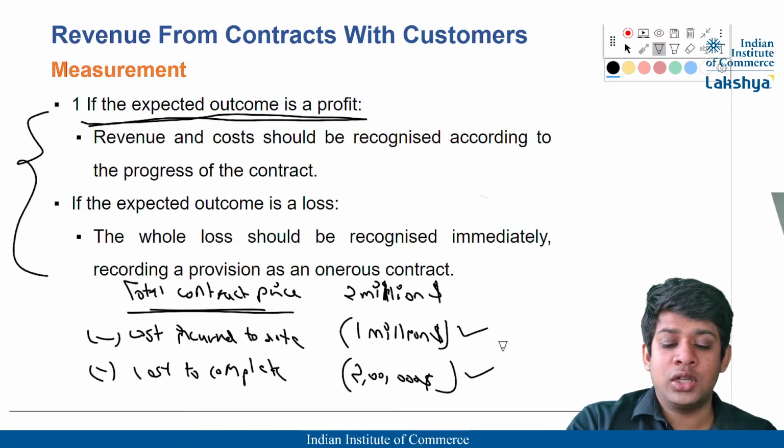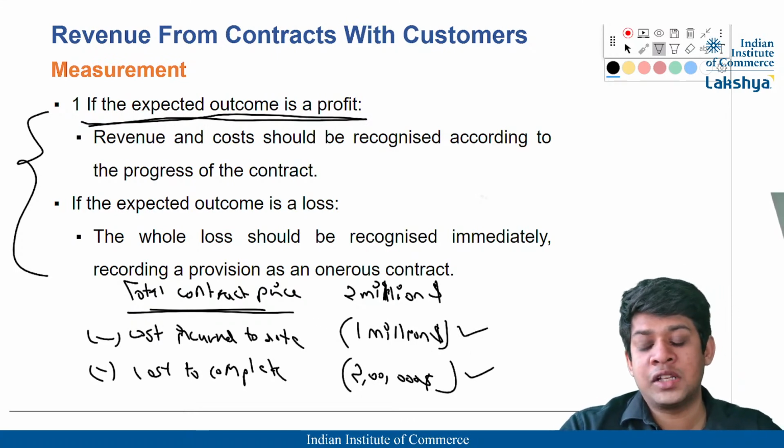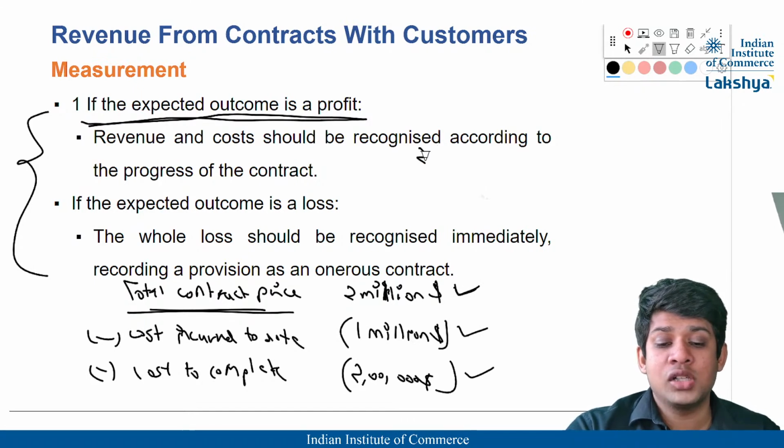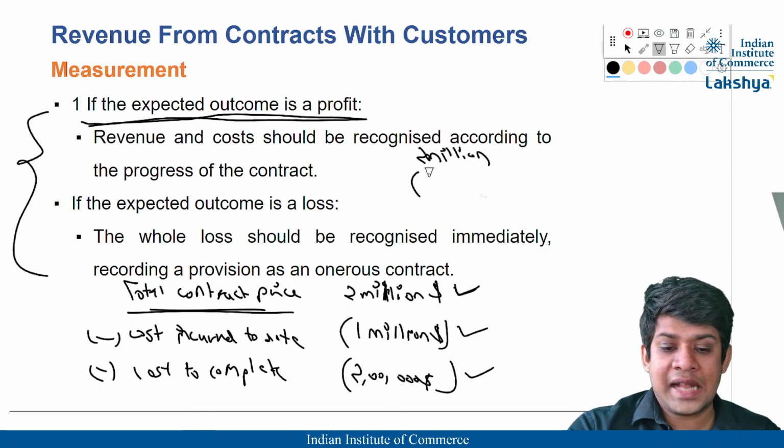So that means in total, the cost that I'm expecting to be incurred is 1 million plus 2 lakh, that is 1.2 million. And the total amount that the customer will pay me is 2 million. That means the expected outcome is a profit, correct? Because I'm going to receive 2 million, but the total cost that I'll be incurring is only 1.2 million.